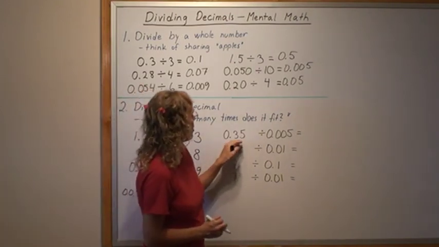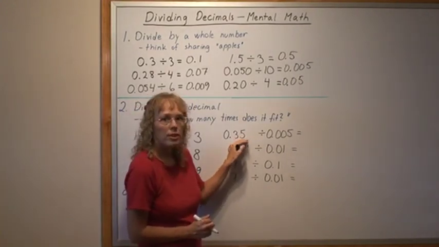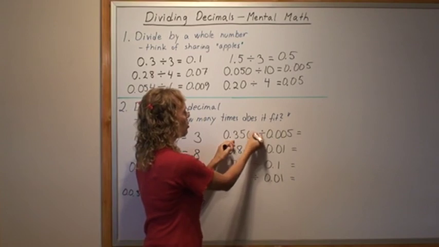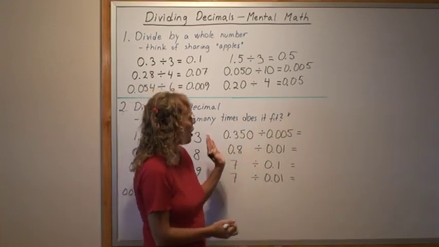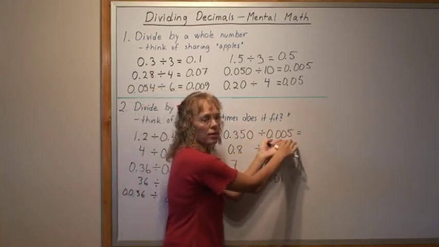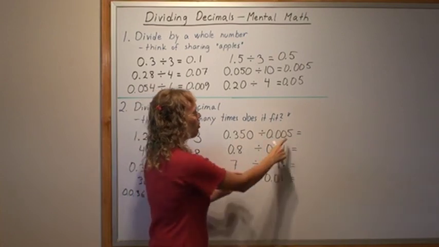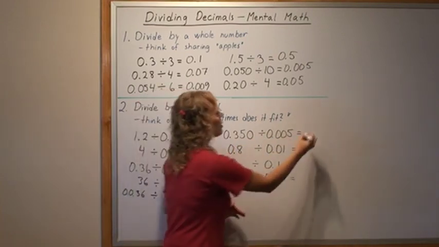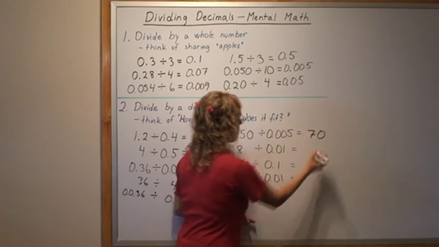Now here, 35 hundredths and 5 thousandths. Let's make this to be thousandths too, so it's easier to think. Now we have thousandths and thousandths, same kind of parts. You can think, how many times does 5 fit into 350? And so the answer is 70 times.